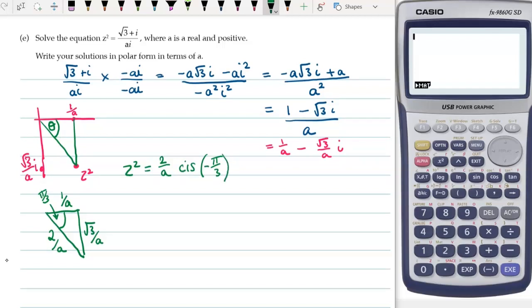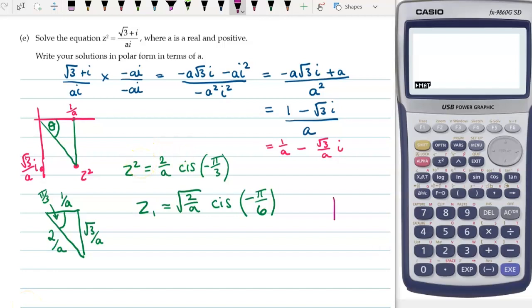Okay, now we can do the solutions to z. So the first one is to do the square root of 2 over a, and then we half the angle. And that's using de Moivre's theorem to find roots. If you're not sure of that, then you can go look up the video, but we take the root of the modulus and we divide the argument by how big our power is.